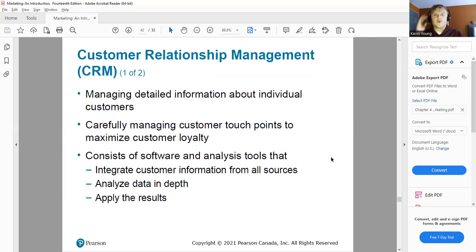CRM, customer relationship management. This is managing detailed information about individual customers. You are carefully managing customer touchpoints to maximize the loyalty. And what does it consist of? Well, it's software and analysis tools that integrate customer information from all sources, analyze the data in depth, and then apply the results.